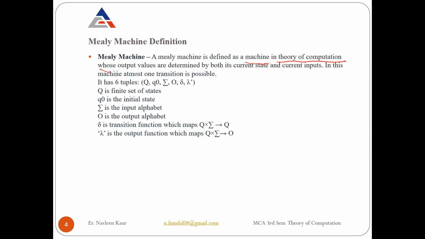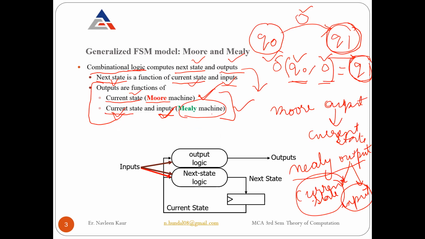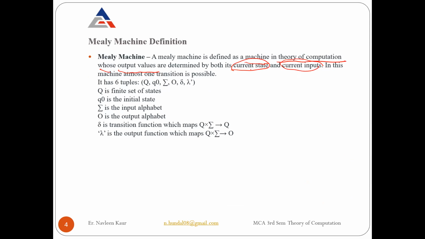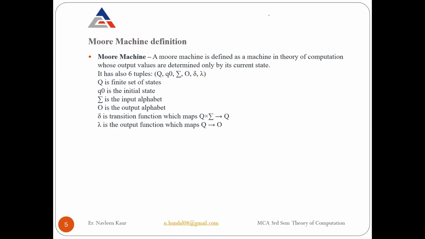Okay, and how do you define it? Mealy machine's output values are determined by both its current state and current inputs. Isn't it the same thing that I have written here? Mealy machine's output depends upon current state and input. Got it? So output is dependent upon these two things in case of Mealy machine. Okay, so we will do all other things later. Let's now study the Moore machine definition.